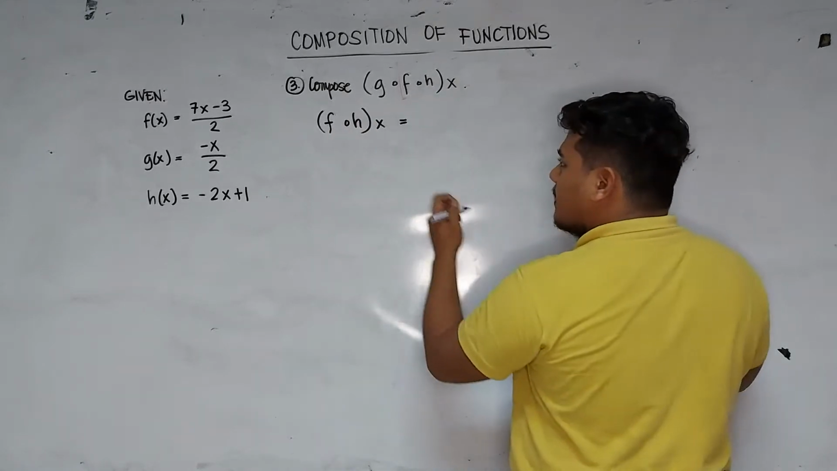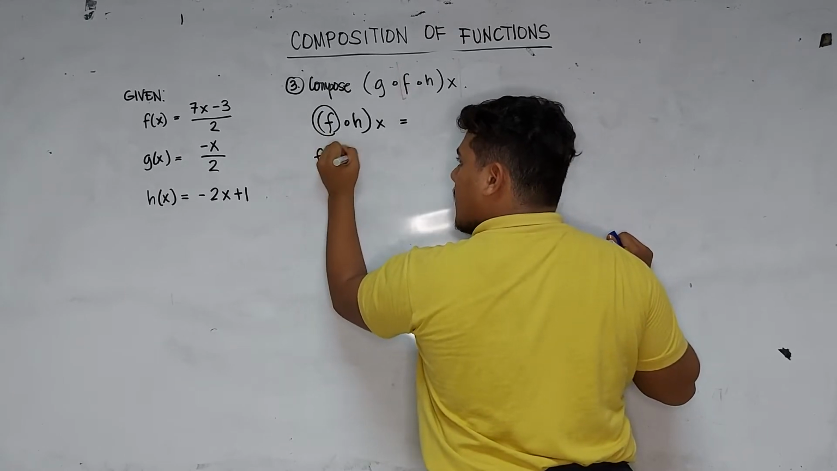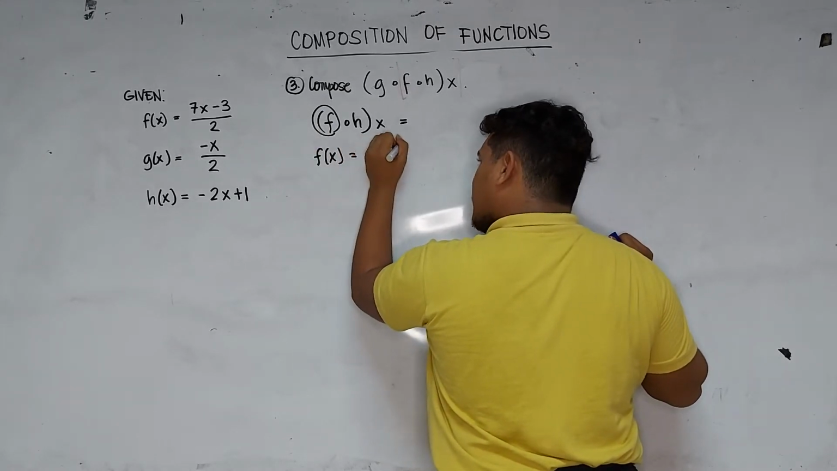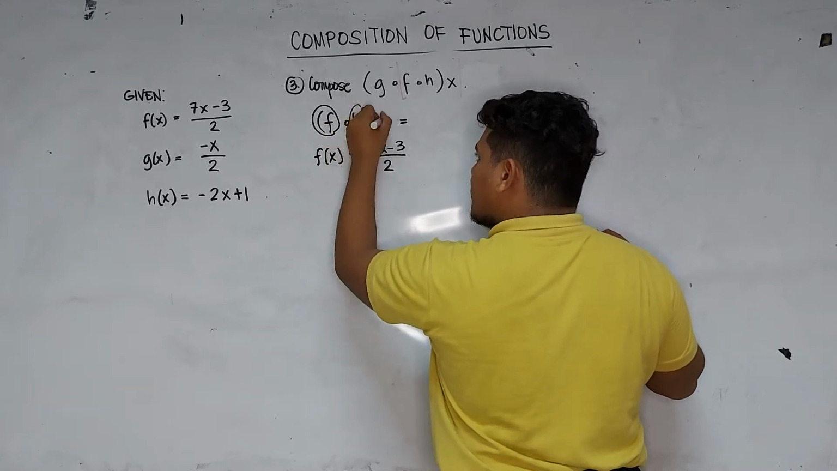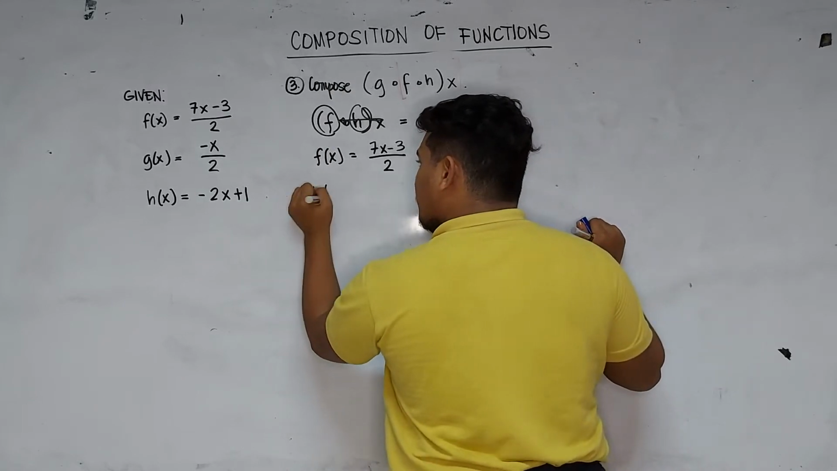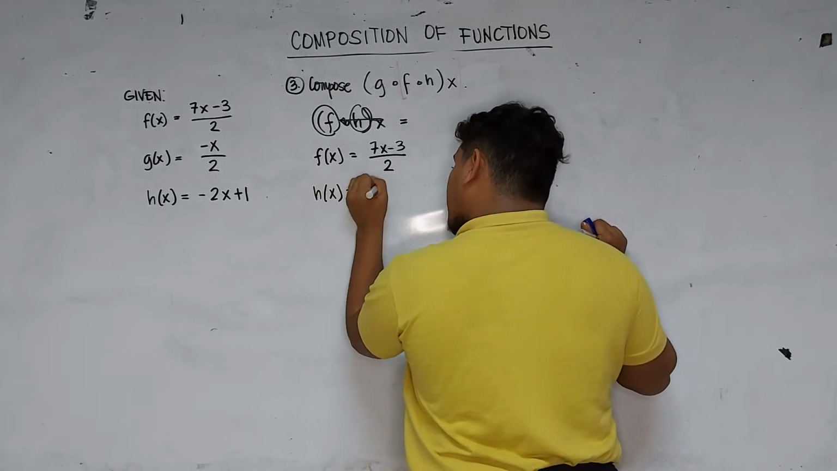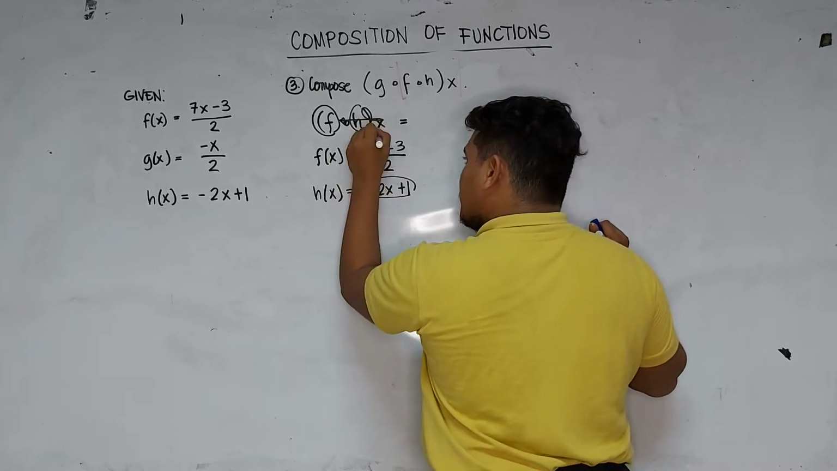So what happens is, we take the value of f of x. What is the value? 7x minus 3 over 2. What is now the value of h? So h is to be inserted there. So what do we do next? h of x is equal to negative 2x plus 1. So this is inserted here.